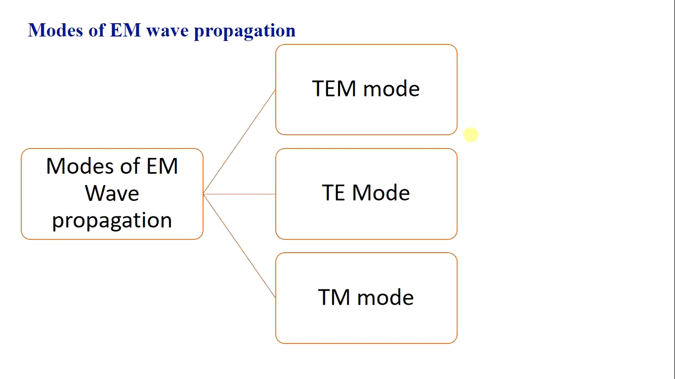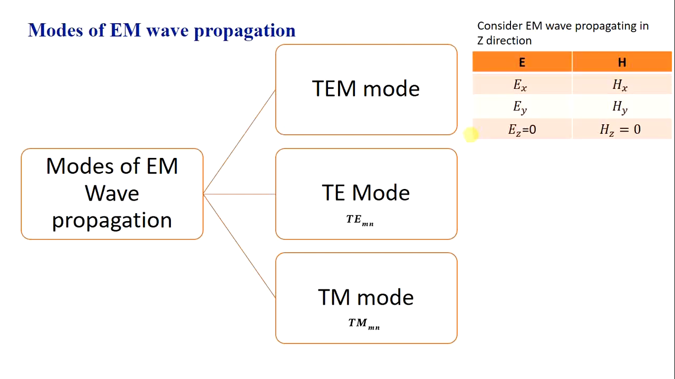These TE mode and TM mode are represented as TE suffix MN and TM suffix MN. M represents the number of half sinusoidal cycle variations along the x-axis and N stands for the number of half sinusoidal variations along the y-axis. So we will now see, considering an EM wave propagating in the Z direction, what are the components that will be present.